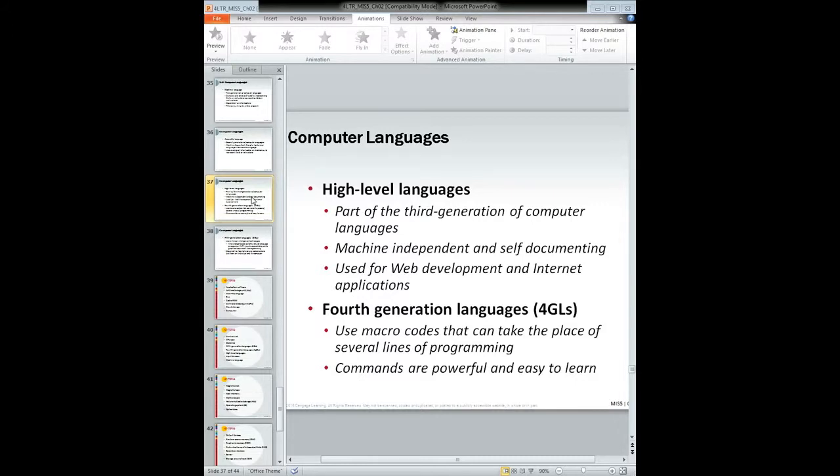They are more like an English kind of language, so they are easier to learn and to do the coding. Still, there is a lot of syntax that you have to be familiar with.